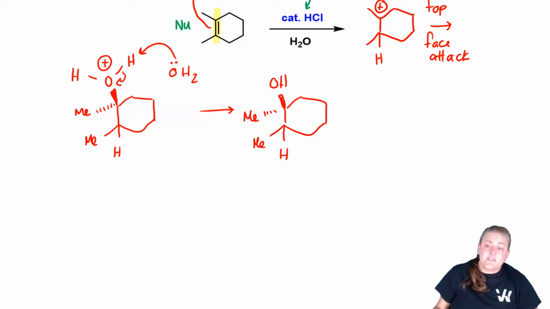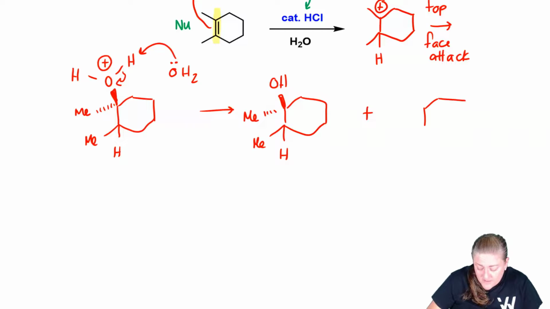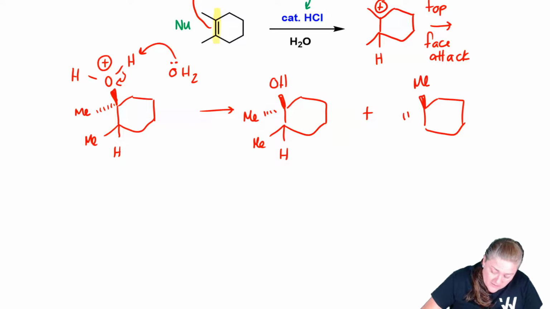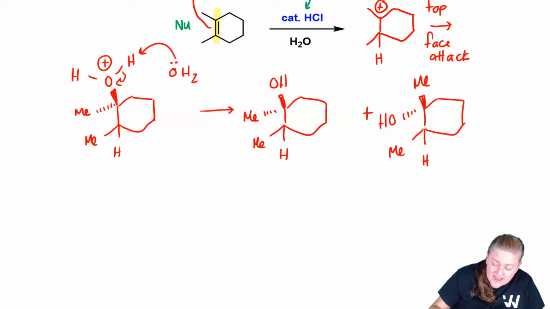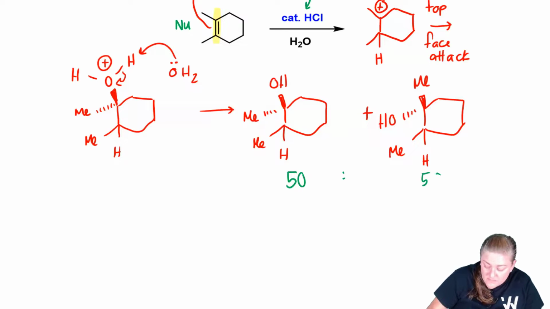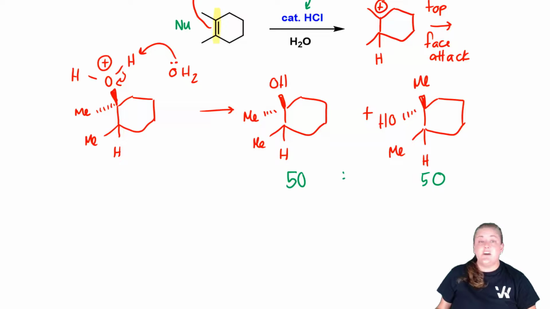I have to ask myself the question, is this a chiral product? The answer is yes, which means that I should draw the other one as well, like so, where I'm going to have the methyl group up, the OH group down, like so, a methyl and a hydrogen, and again, I will get 50-50 distribution because attack of a carbocation does not have preference for top and bottom face.